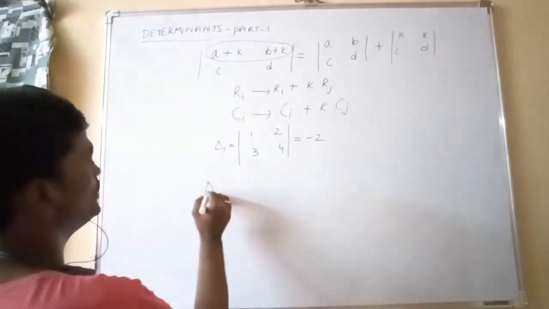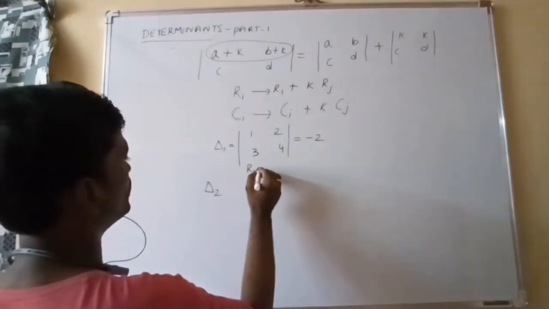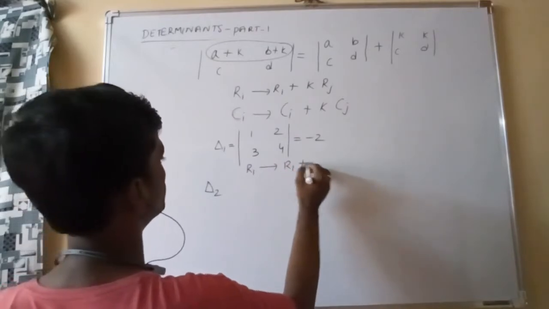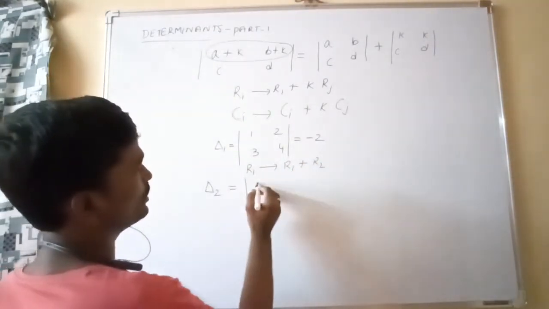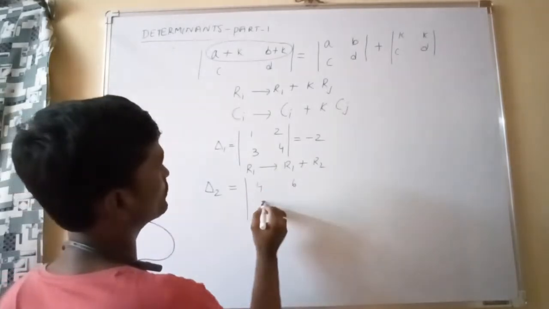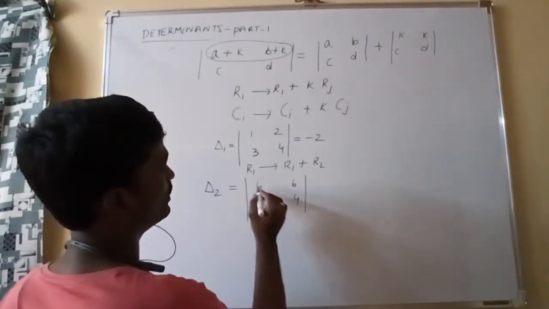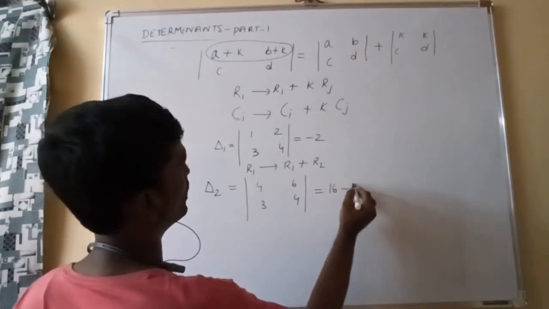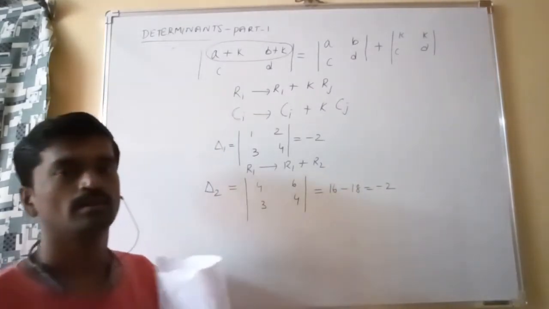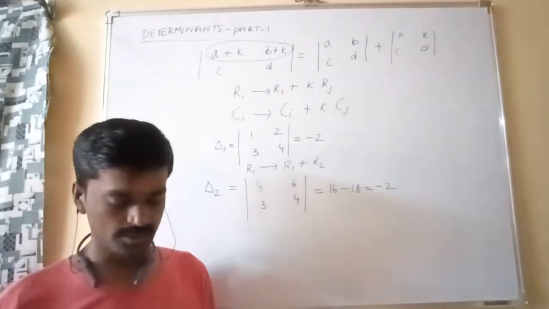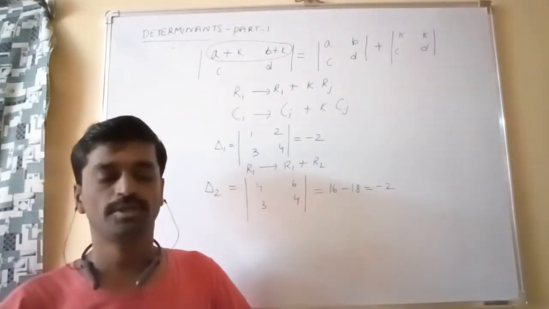And delta 2 is obtained by applying the operation R1 goes to R1 plus R2. So what you will get, R1 plus R2 means 4, 6, 3, 4. Then expand, what you get, 16 minus 18, that is minus 2, the same. Okay. Next, this is an important property.